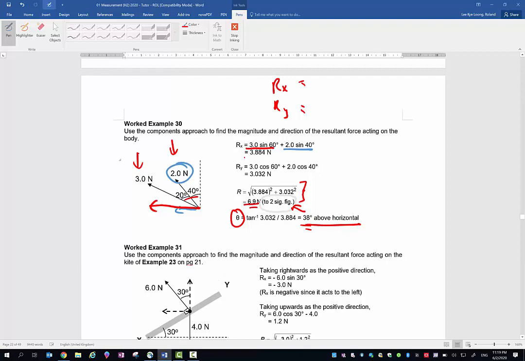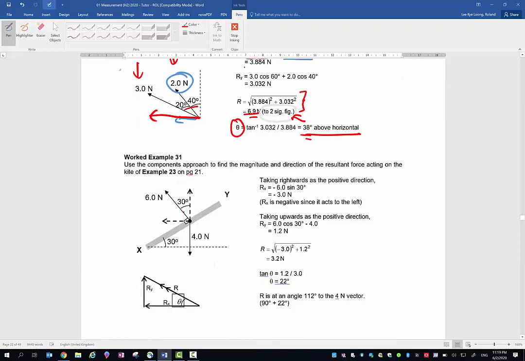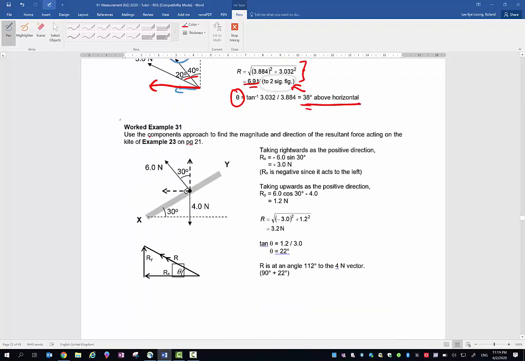You'll lose 1 mark. Okay, so work example 31. Use the component approach to find the magnitude and direction of the resultant force acting on that kite. This one is the same approach but slightly different in one thing. Remember, with every work example we try to show you something different. So in this case, it is the red 6 plus the purple 4.